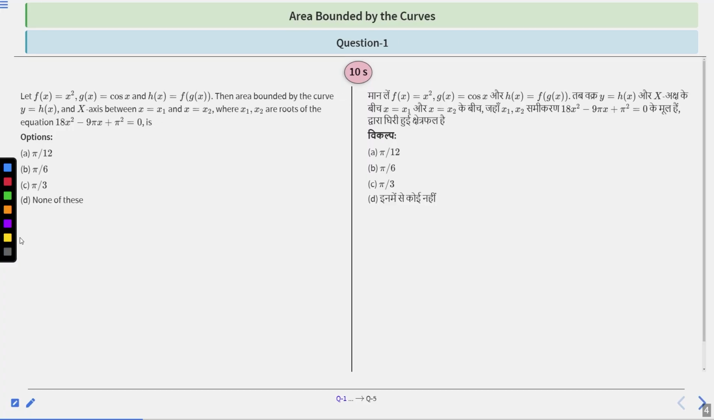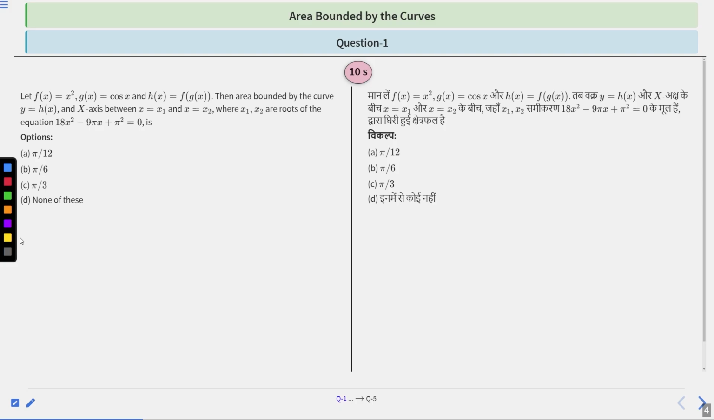Let's start with question number 1. Question number 1 says that let f(x) is equal to x square, g(x) is equal to cos x, and h(x) is equal to f of g(x). Then area bounded by the curve y is equal to h(x) and x axis between x equal to x1 and x equal to x2, where x1, x2 are the roots of the equation 18x square minus 9 pi x plus pi square is equal to 0.